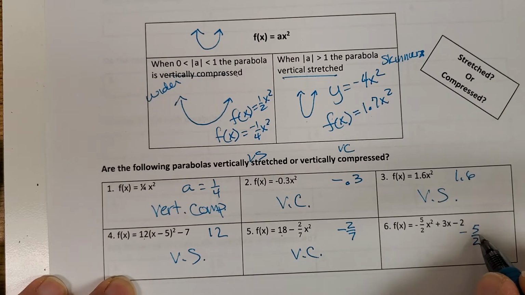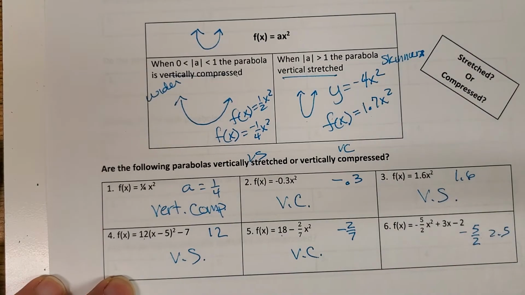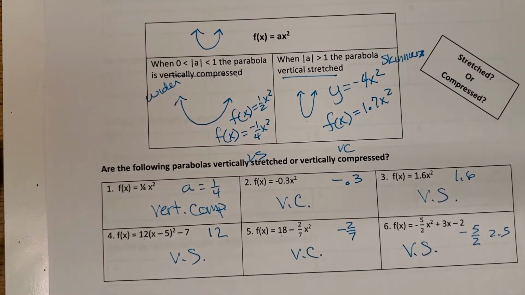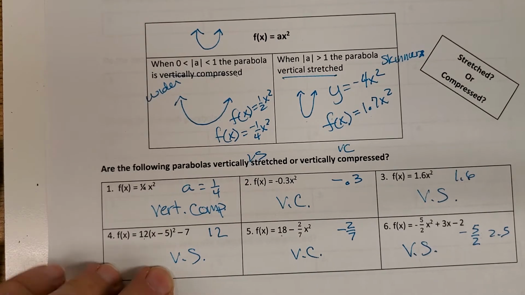And here, 5/2, right? That's 2.5. If you need to change it to a decimal to figure it out, go for it. That's definitely bigger than 1, because 2/2 would be 1. So this is vertically stretched. So that is how you tell whether a parabola is vertically compressed or vertically stretched. So we've learned about whether it opens up or down and whether it's vertically stretched or compressed, and that is all about A, that number in front of the x squared.